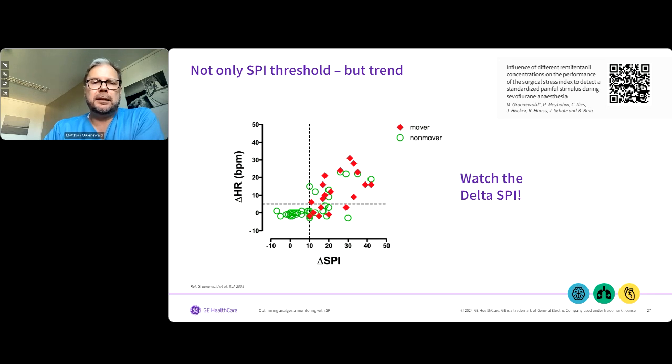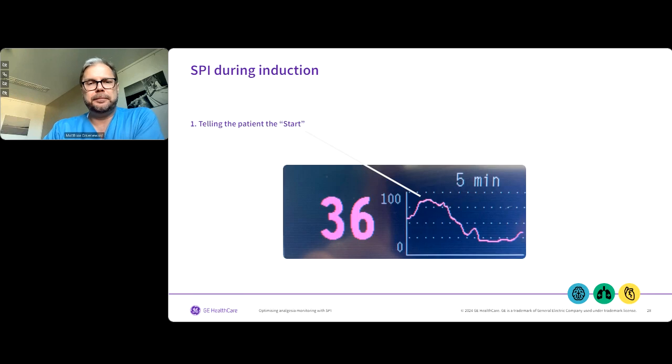Whereas on the other side, the delta heart rate could not divide between the patients of movement and non-movement, as you see, for instance, in those patients that did move but did not show any change in heart frequency, whereas we had other movers which had a heart rate increase of more than 30. Therefore, the delta SPI is, in my experience, a much better indicator of antinociception than just looking at heart rate or blood pressure, which you only measure intermittently.